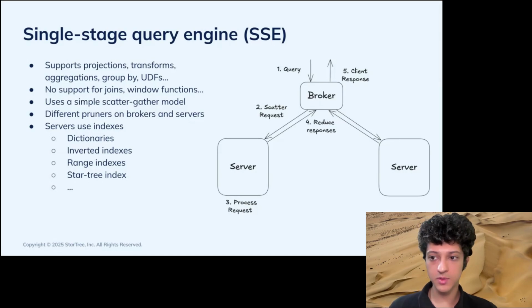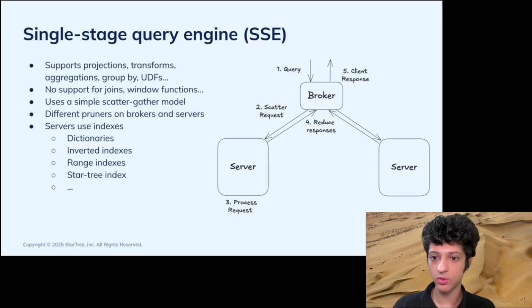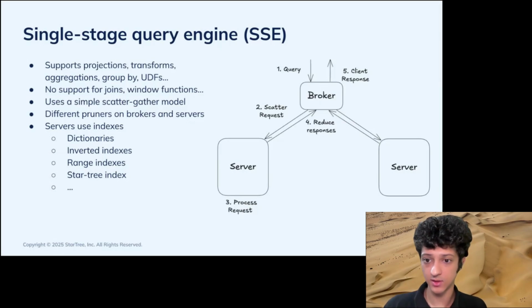So a lot of our optimizations are focused on reducing the amount of I/O done to serve each query. In the single stage query engine, one form of doing so is using various pruners on brokers and servers. On the broker side, you'll use pruners to reduce the number of servers that you need to fan out a query to, using metadata like partitioning info, time boundaries and so on.